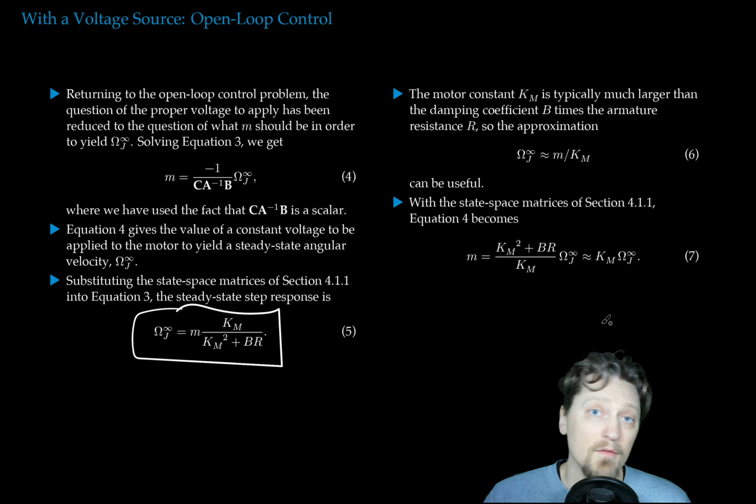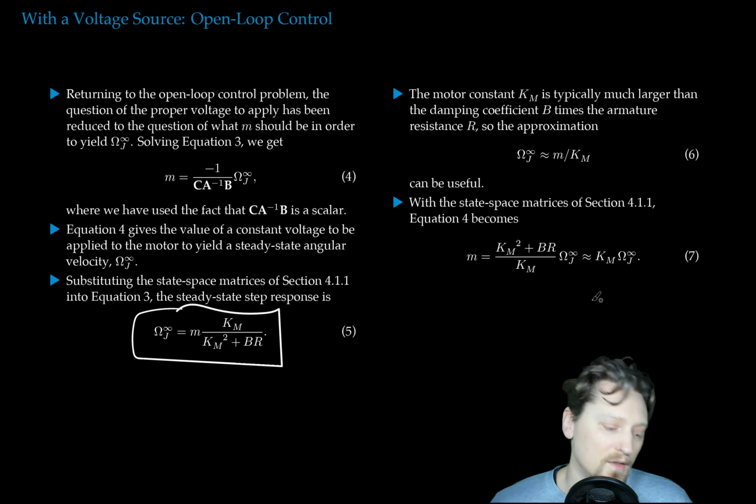We often don't know B very well, but we've seen that the result here doesn't depend very much on B. So in order to get some angular velocity in steady state, we can multiply that angular velocity by the motor constant to get approximately what steady state voltage we should be applying.